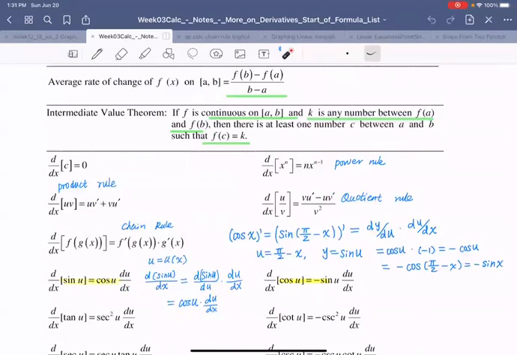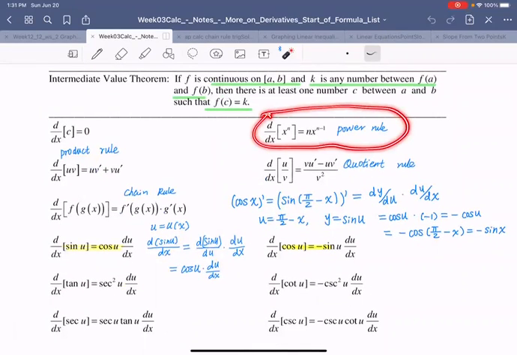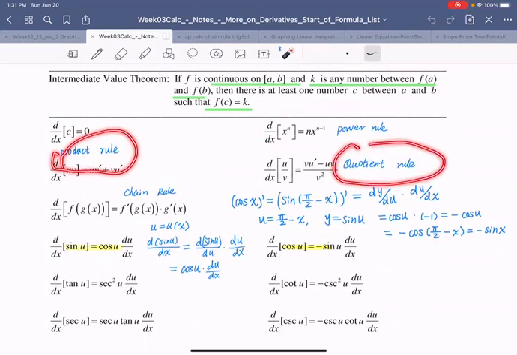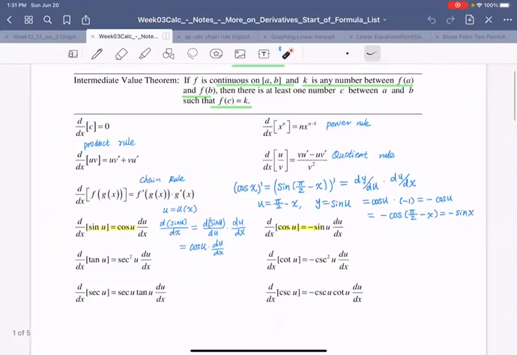We will learn some very hard questions today. The power rule is easy. We will learn the product rule and the quotient rule and the chain rule today, okay? Let's take a look at the question.